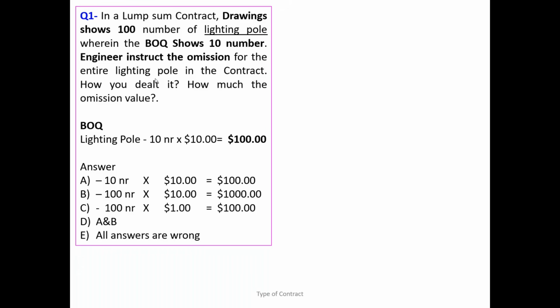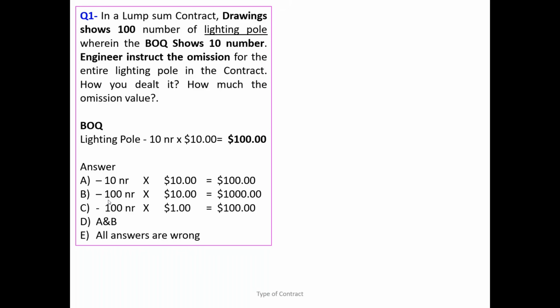What is a lump sum standing for? Defined scope of work, defined price. So what was the defined scope of work? 100. What was the defined price? You agreed, regardless of your quantity and the rate, the defined price you agreed is 100. Therefore, what is the maximum value you can deduct if you are not going to do the work? 100. So can we say answer B is the right answer?